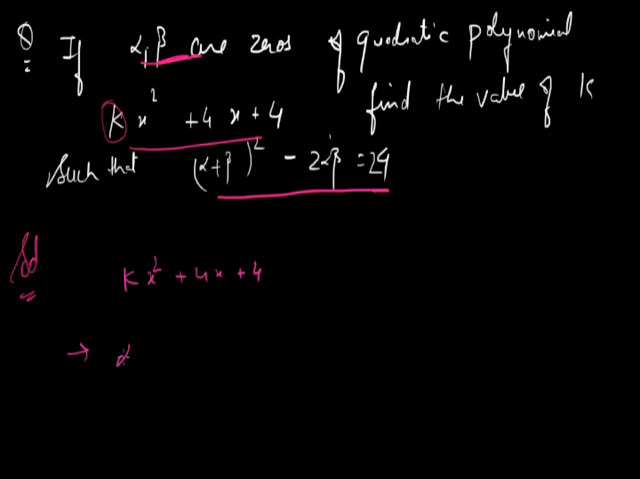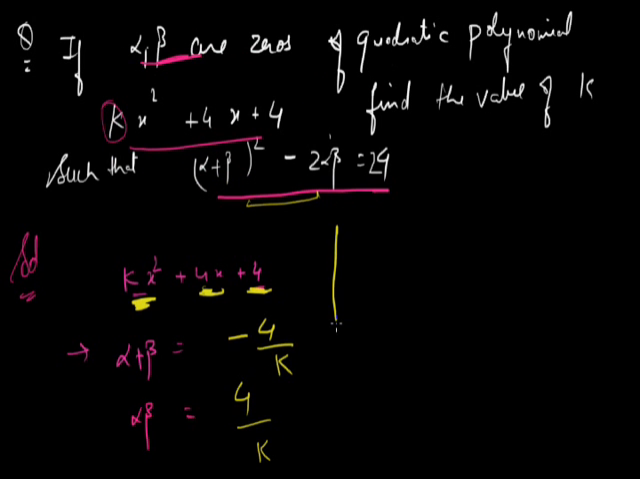In the quadratic polynomial, we know the value of alpha plus beta, which is minus the coefficient of x upon the coefficient of x square, that is minus 4 upon k, right? Alpha beta, the product of the roots, is the constant upon the coefficient of x square, that is 4 upon k. Now we have to find the value of k such that the given condition alpha plus beta whole square minus 2 alpha beta is equal to 24.